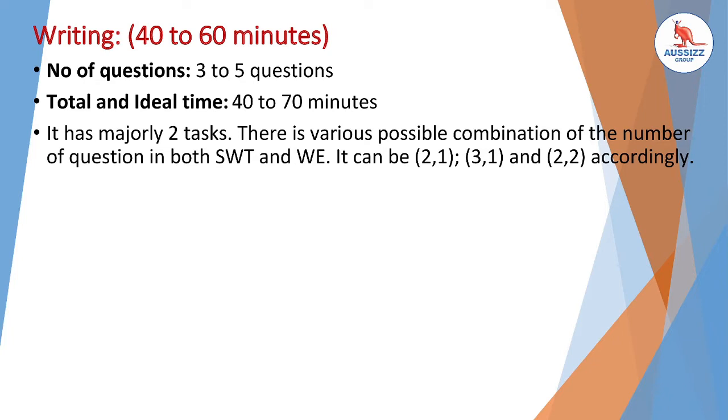If you are getting 3 summarize written text and 1 essay, then 30 for summarize written text and 20 for essay. So it will be approximately 50 minutes. As well as if you are getting 2 summarize written text and 2 essay, the timing would be 20 plus 40, that would be 60 minutes. 20 from summarize written text and 40 from essay.